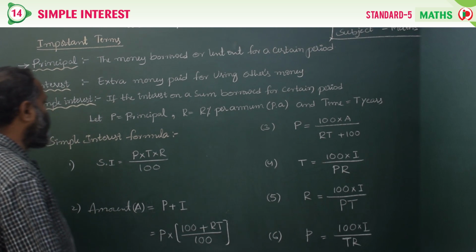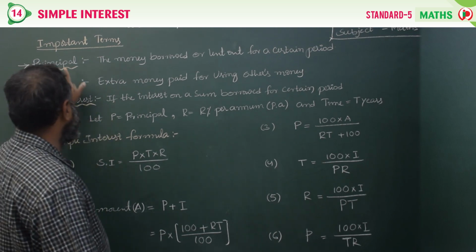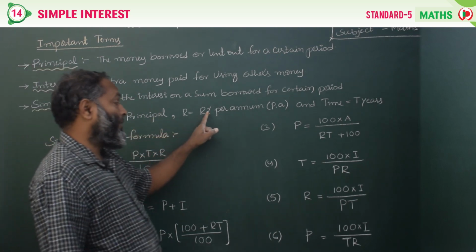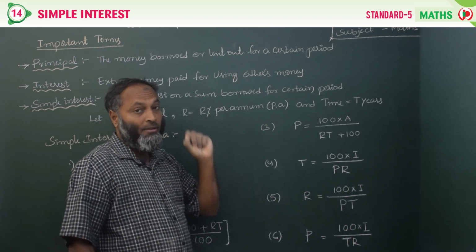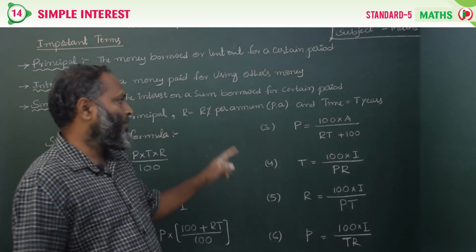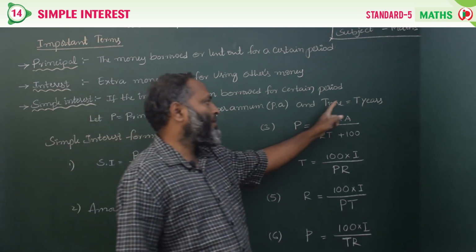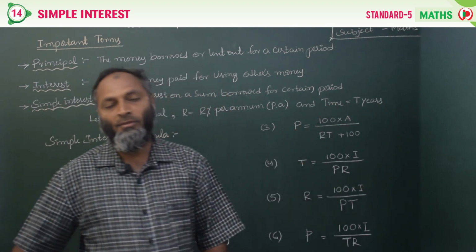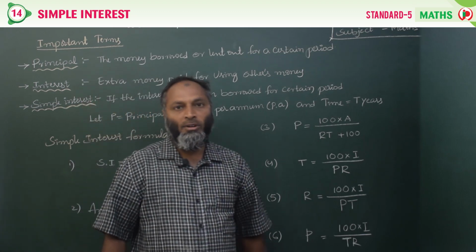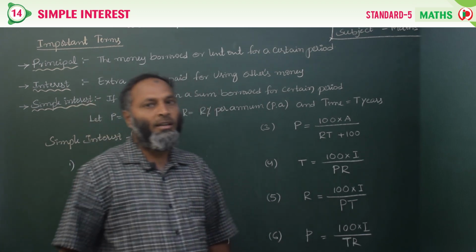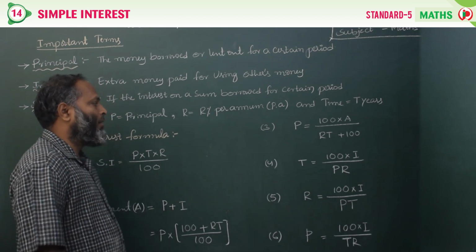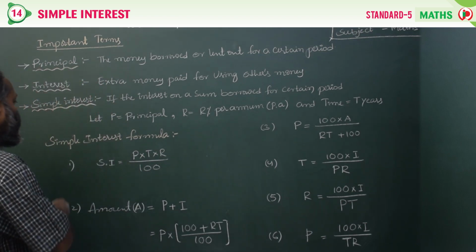Okay. Now here, P means principal amount, R means rate of interest, percentage of interest, that is R percent means rate of interest per annum. Then T means T years, the time period, that is for how many years the amount is taken, that is called T, time period. Okay. Now here some simple interest formulas.